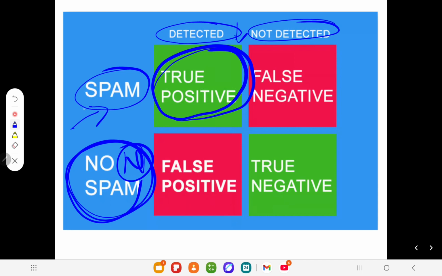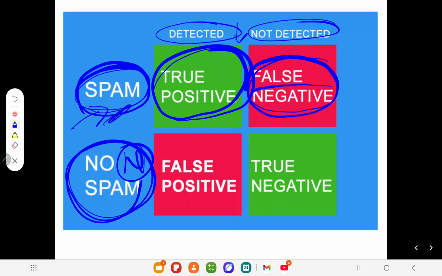If someone sends a spam message and your system says no, that's normal, not detected, it basically means it's normal. Then it's a false negative. It should be positive, it should be true because it's spam, but it says negative. That negative is actually false. So just remember, false negative means the response is negative, but that response is not good, that response is false.